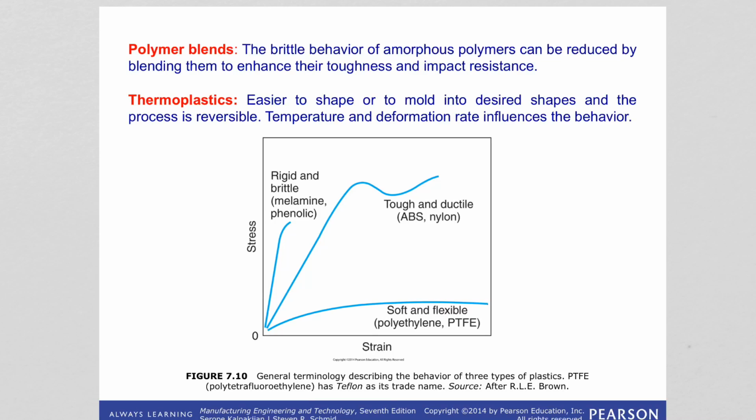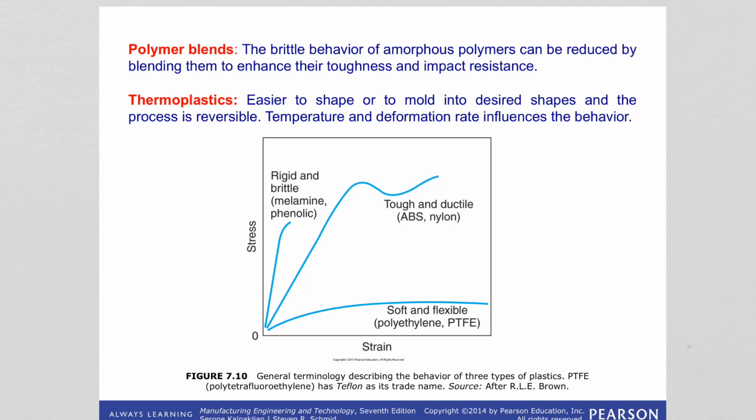And thermoplastics. The main thing about thermoplastics is that they are easy to shape and mold into desired shapes. This process is reversible, meaning you can soften them with heat and mold them into desired shapes, and when they solidify, you can use them, and then you can recycle them, meaning you can soften them again with heat and shape them into another shape. So you can reverse this process. And of course their behavior is affected by temperature and the deformation rate, how fast or how slow you deform them. Metals were also like that, right? The deformation rate was affecting their mechanical behaviors. That's why we say thermoplastics are recyclable, because they can be recycled into different shapes.